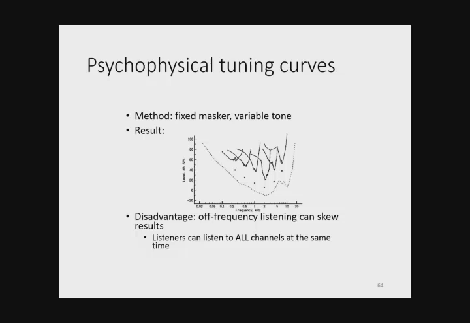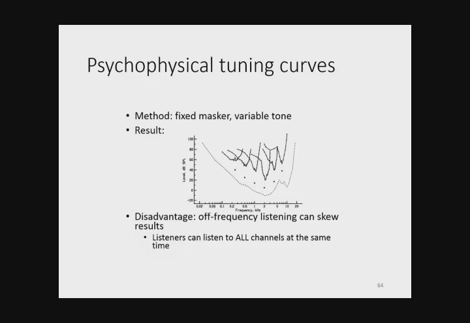Your basilar membrane moves, and the more it moves, the more it detects the sound. In terms of threshold, the more it moves, the lower the threshold. So these are the same things. That's why I'm saying the physiology meets psychology in the shape of the auditory filters. We can understand one from the other.